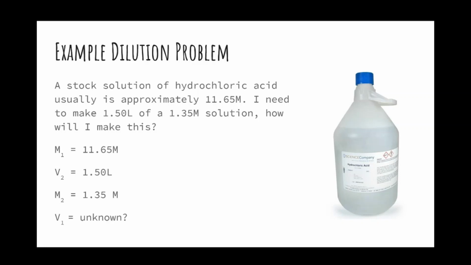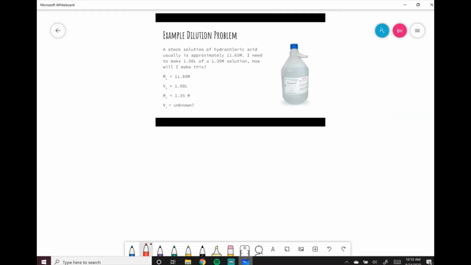So what we are solving for is our V1. Our V1 is going to tell us how much of that hydrochloric stock solution I need to add in order to make my dilution. So let's flip screens and solve this problem. All right, so here's my example that we were just looking at. Let's start solving this problem and plugging it into my equation.